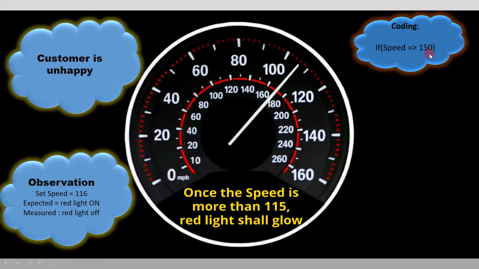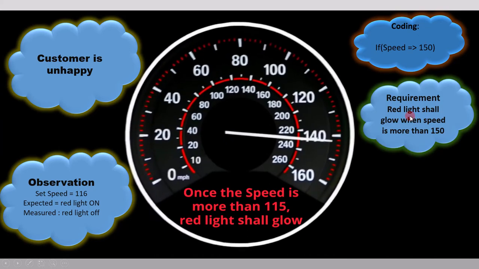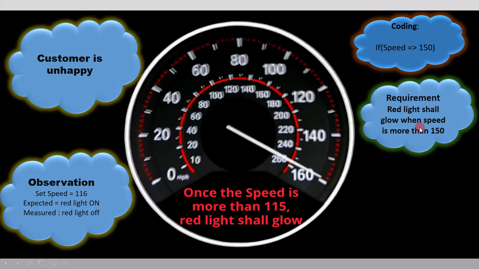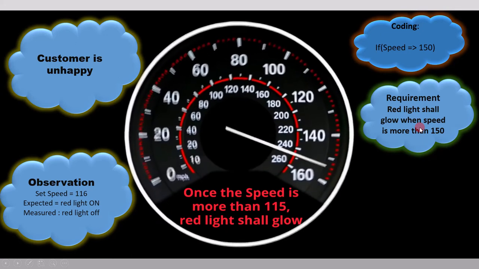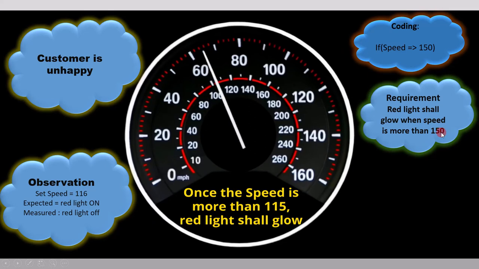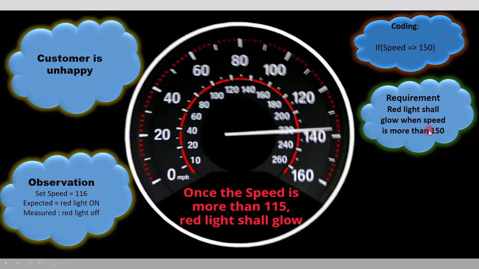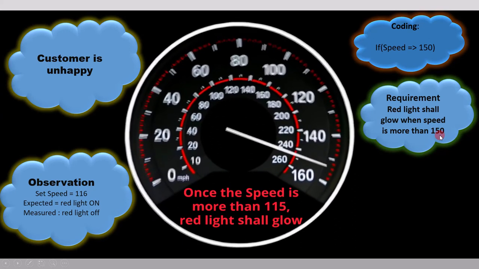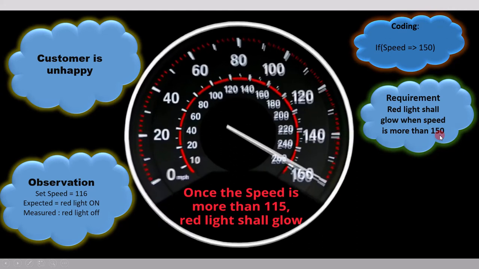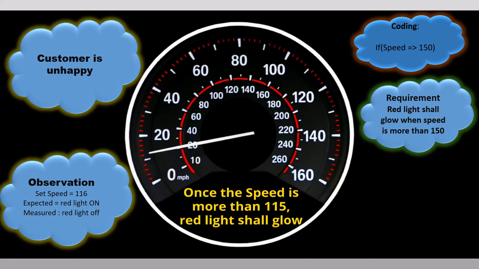This means that we have to go one stage back again, which means the requirement or design stage. In this stage, we've found that some of the developers have written this system requirement: red light should glow when speed is more than 150. So, instead of 115, the requirement engineer wrote 150. And because of this, the implementation was done incorrectly, and we found the defect in the coding and customer saw failure.